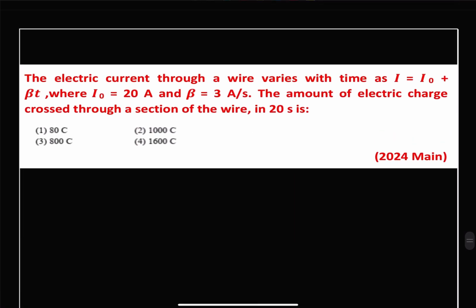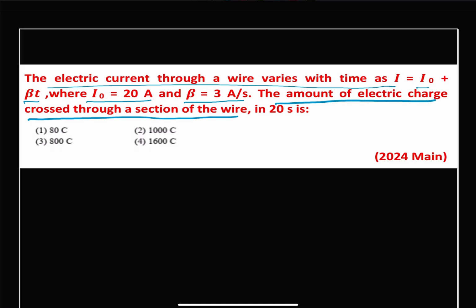It states that the electric current through a wire varies in time as I equals I naught plus beta t, where I naught is 20 ampere and beta is 3 ampere per second. The amount of electric charge crossed through the section of the wire in 20 seconds is. So we have to find out the charge.